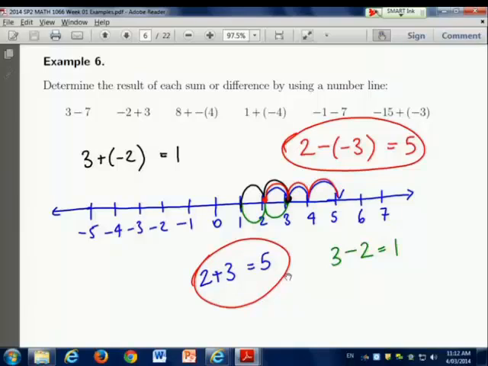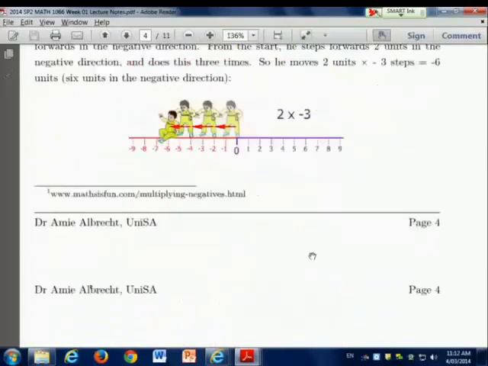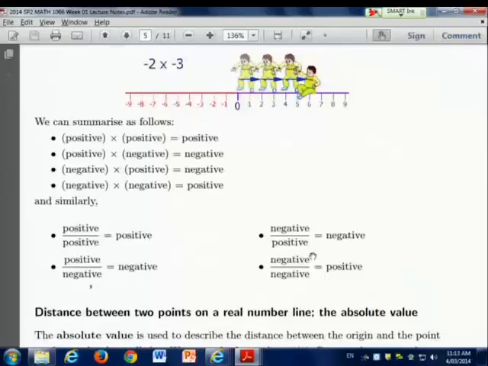And you can also read about multiplication and division on the real number line. The important thing about multiplication and division on the real number line is summarised on page 5. So we summarise by saying a positive times a positive is a positive, positive times a negative, doesn't matter which order you do it, is a negative. 2 negatives multiplied together make a positive. And similarly, you can do it for division. Why this works, you can read about it in the notes.